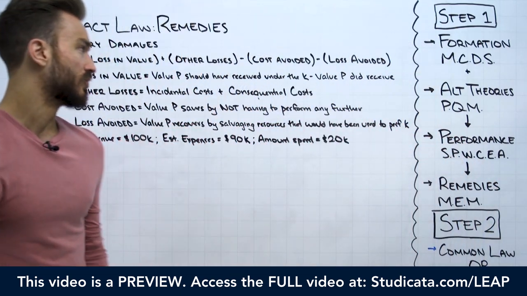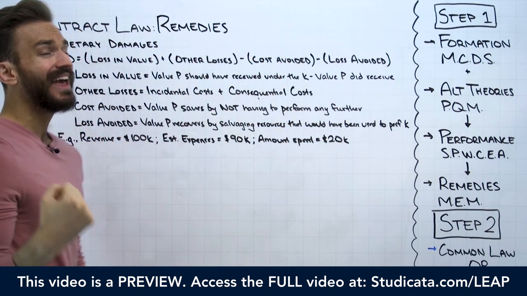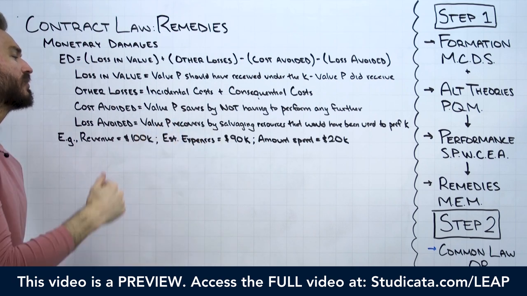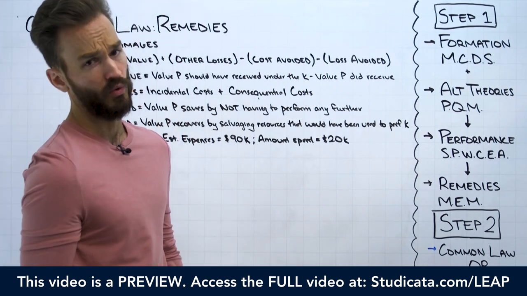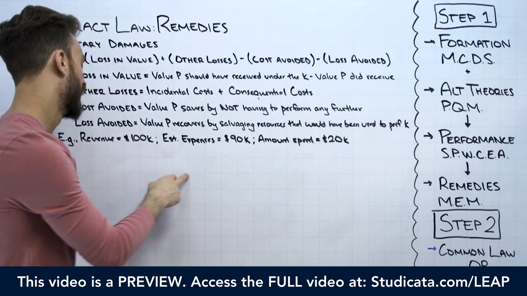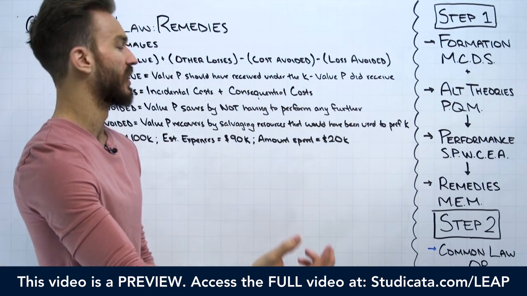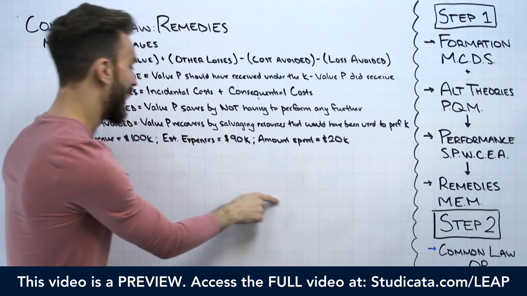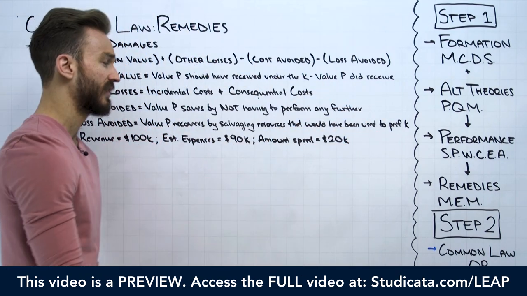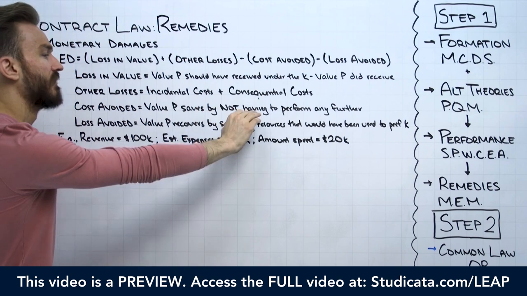Okay, so that's the first half of the equation where we're tabulating really the maximum amount that the plaintiff can recover. But then, once we have that number, we have to subtract cost avoided and loss avoided. The cost avoided is going to be the value that the plaintiff saves by not having to perform any further. So again, sticking with our builder construction project fact pattern, if a builder is estimating that they're going to have to spend $90,000 to complete the project, and they've only spent $20,000 of that $90,000 they're estimating that they have to spend, then they're saving $70,000, right? When this breach of contract happens, that's an additional $70,000 that they don't have to spend, that they're saving by not having to perform any further.